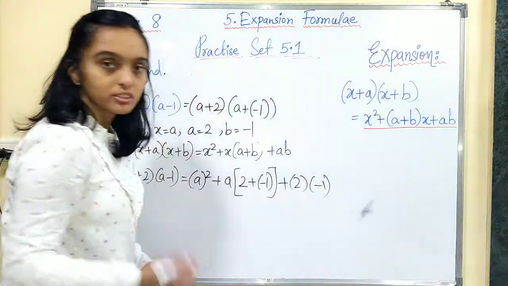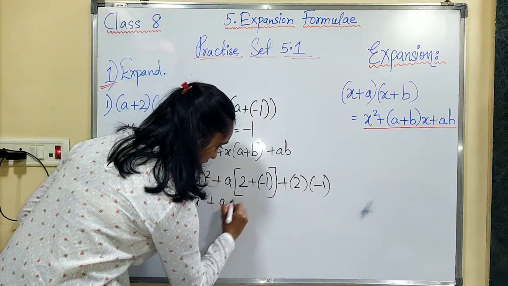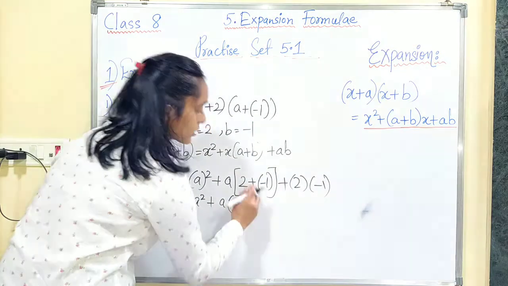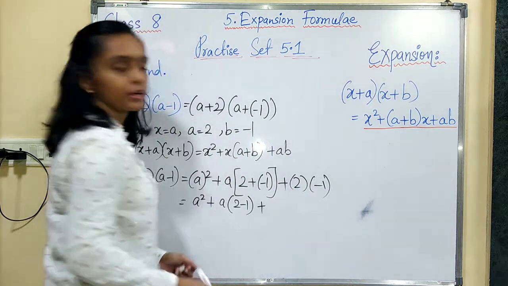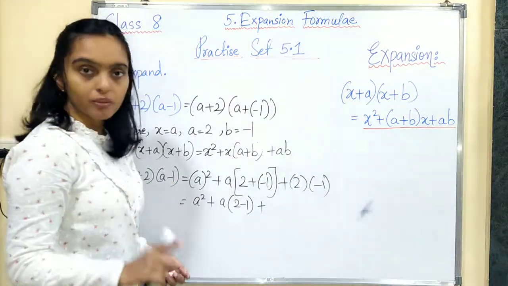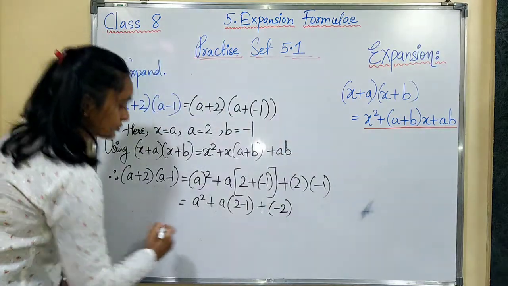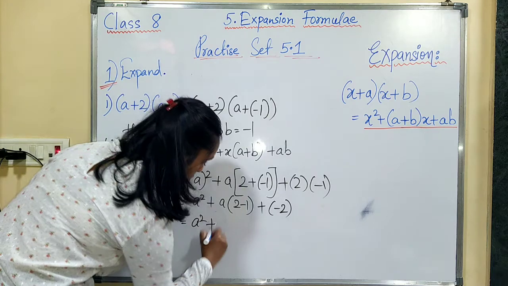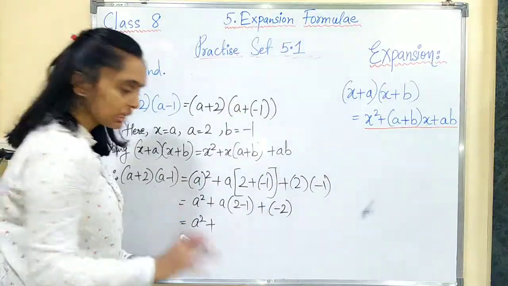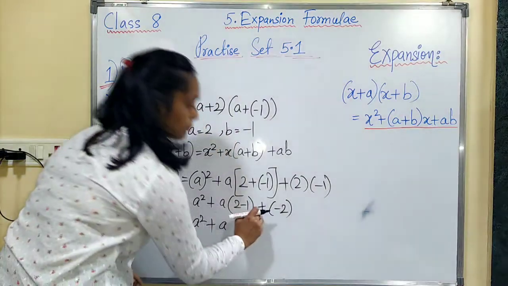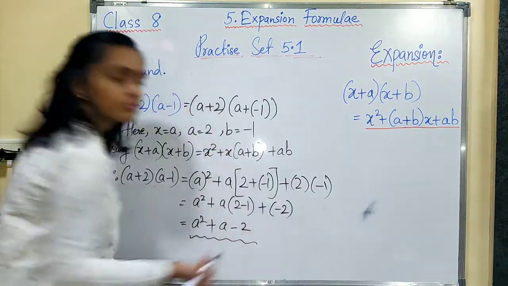Okay. So now simplifying this you will get a square plus a multiplied by 2 plus minus is minus, so 2 minus 1, plus 2 multiplied by minus 1. So 2 multiplied by 1 is 2 and minus, so minus 2. So you will get a square plus, 2 minus 1 is 1, so a multiplied by 1 is a only, a, and plus minus is again minus, so minus 2. This will be our final answer.